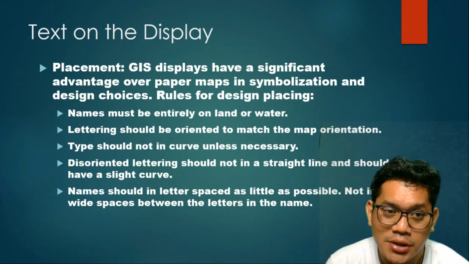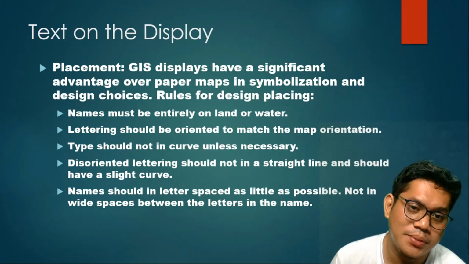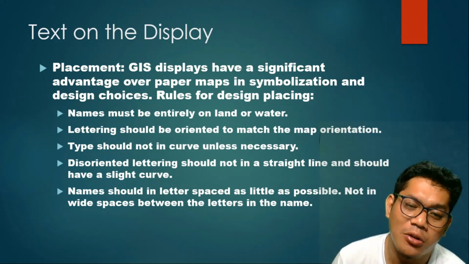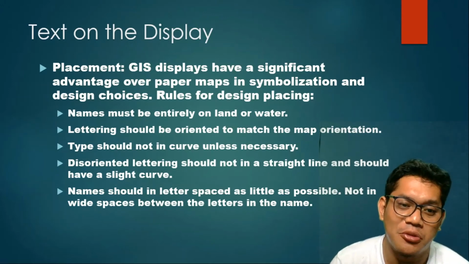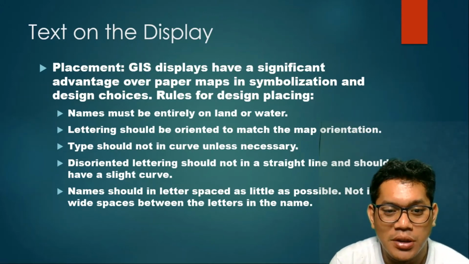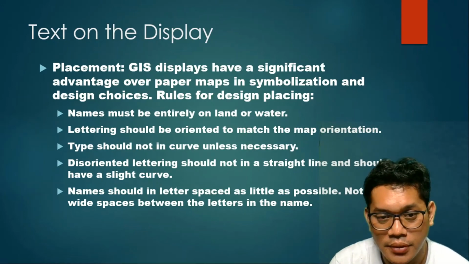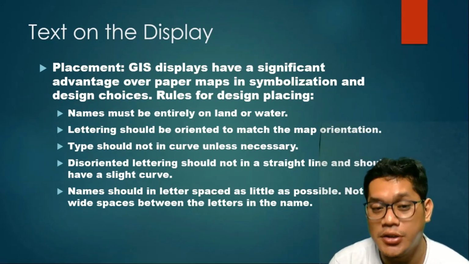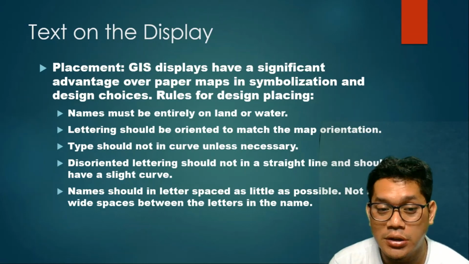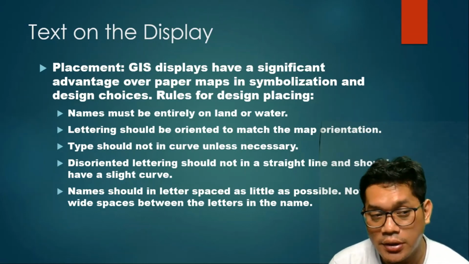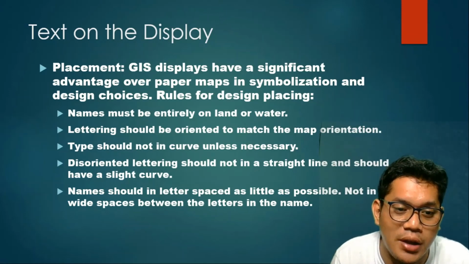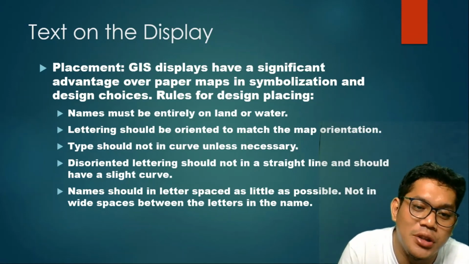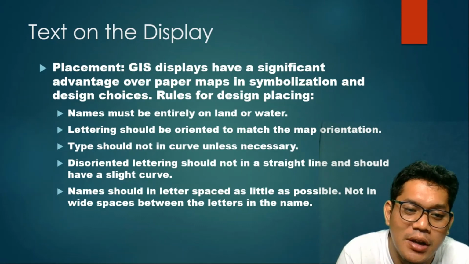And there is placement as well. Okay, placement: names must be entirely on the land or water. There is no in between. Lettering should be oriented to match the map orientation. Type should not be in a curve unless necessary. For the water, yes, you can use a curve along the water, along the river shape. This oriented lettering should not be a straight line or should have a slight curve. And names should have letter spacing as little as possible, no wide spaces between the letters in the name.